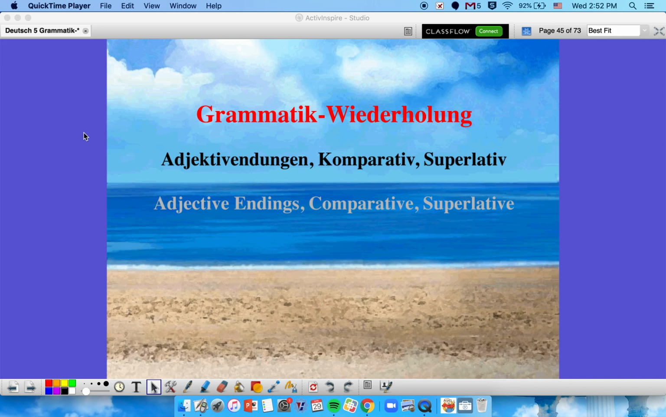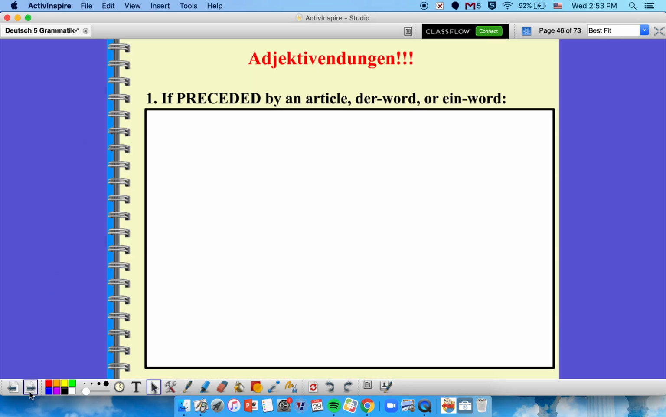Heute sprechen wir über Adjektivendungen, Komparativ und Superlativ. So adjective endings, comparative, and superlatives.